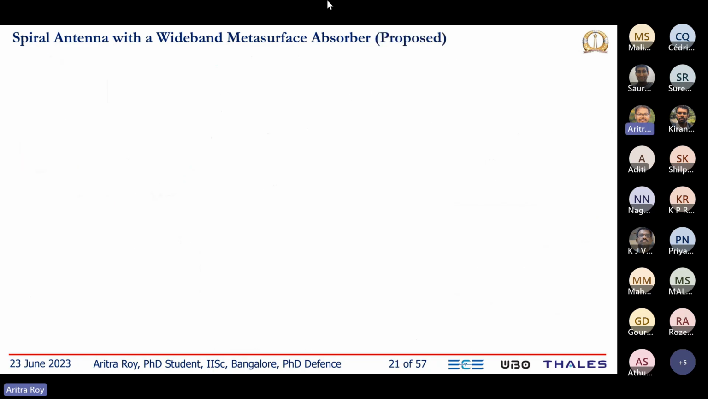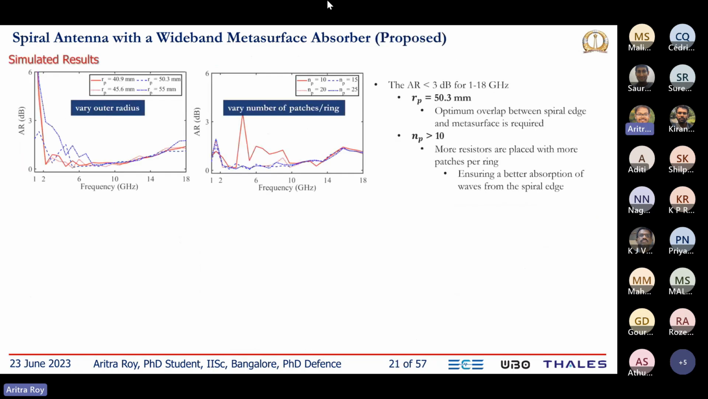After that, we place the unit cell below the antenna and further optimize the geometry. That means we optimize the axial ratio of the overall geometry by varying the outer radius and the number of patches per ring. So in this optimization, our target was to select the dimensions which will give us an axial ratio less than 3 dB from 1 to 18 gigahertz. So accordingly, we selected the parameters from here.